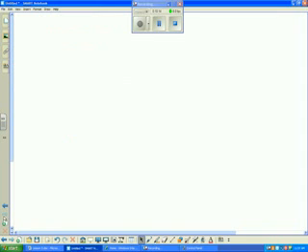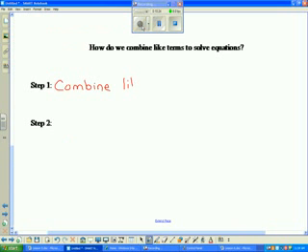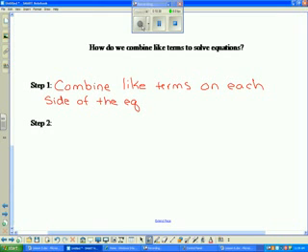Next page. Combining like terms to solve equations. Combine like terms on each side of the equation. Okay, so we're going to combine like terms on each side of the equation. That's always our first step. Everybody's writing this down.